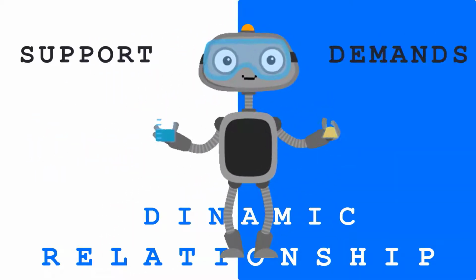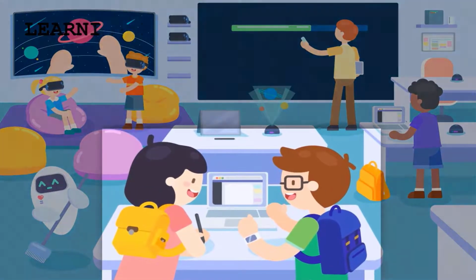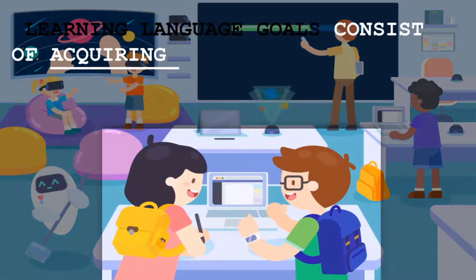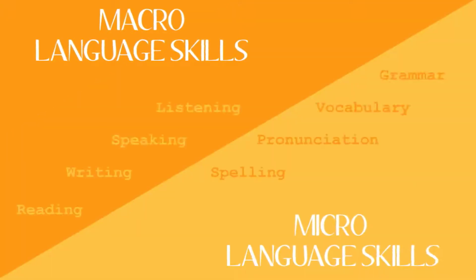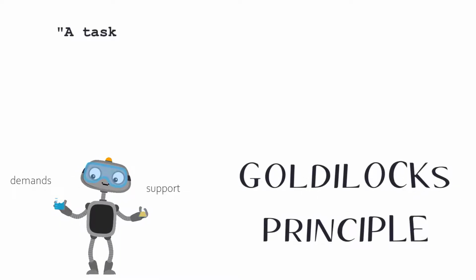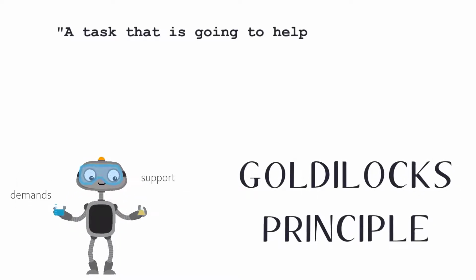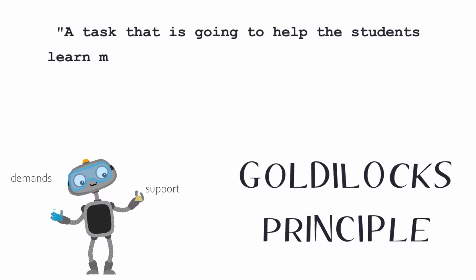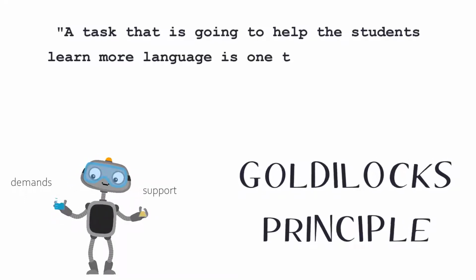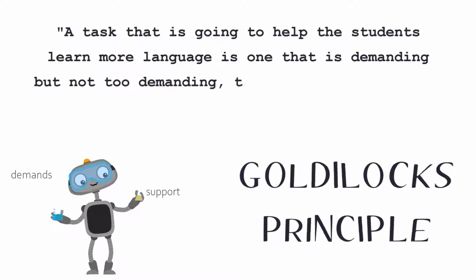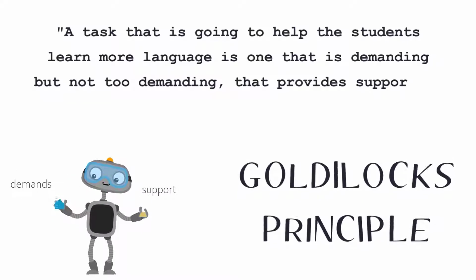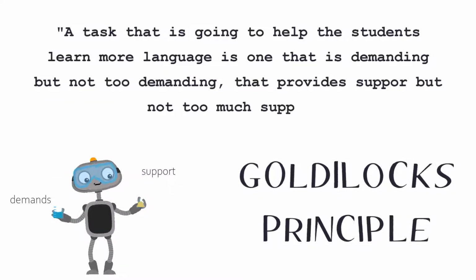and support. Let's remember, the language learning goals consist of acquiring knowledge through an effort by using both the macro and micro language skills that come with a bit of struggle. To get the balance between demands and support, we can apply the Goldilocks Principle. A task that is going to help the students learn more language is one that is demanding but not too demanding, that provides support but not too much support.